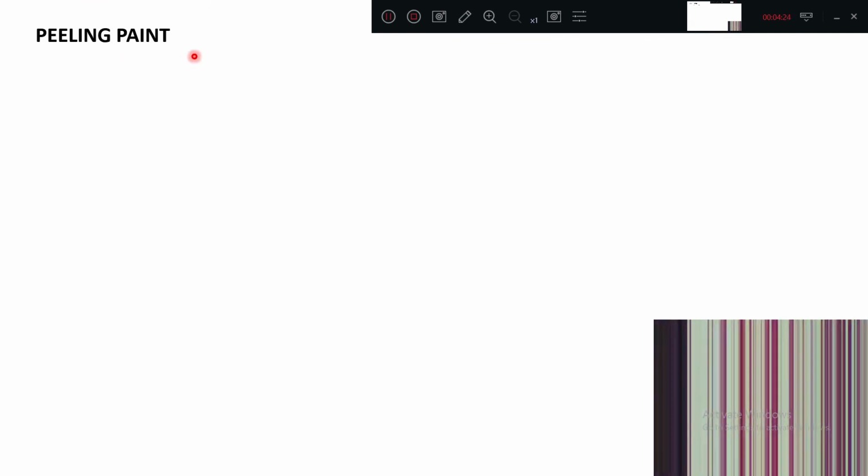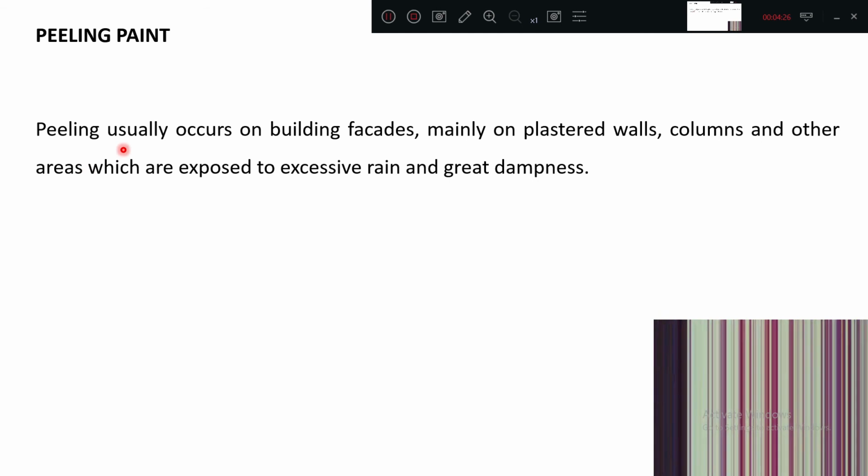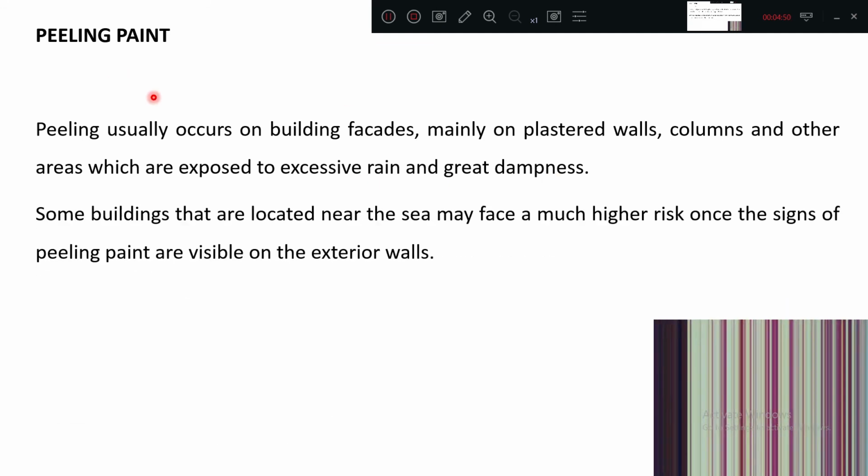Peeling of the paint, another defect. This is a peeling of paint. Peeling usually occurs on building facades. Means what? It's wall surface. It's wherever the surface area exposed is more. Okay, so peeling occurs generally there, mainly on the walls, columns, and other areas which are exposed to excessive rain and greater dampness. Okay, more rain, more dampness, then peeling of paint will come.